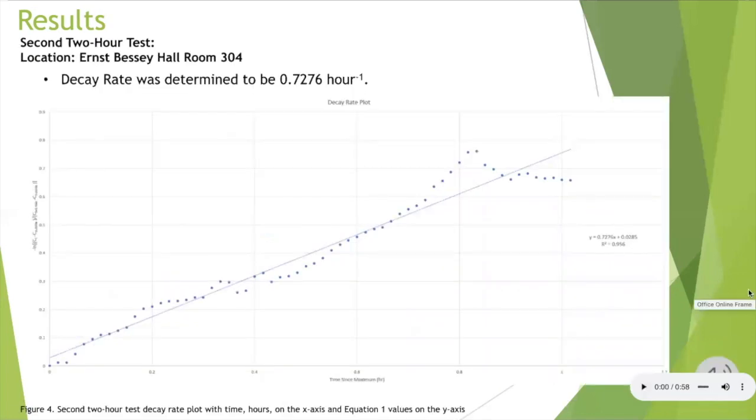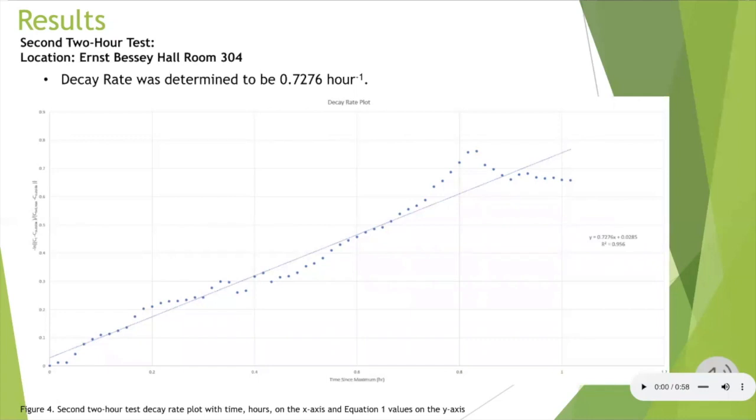The second 2-hour test was conducted in room 304 of Ernst Bessie Hall. At time 0, the concentration was at its maximum right after the room had emptied. A maximum value of around 1,492 parts per million was observed. This value falls within the OK air quality level, and throughout the sampling duration remained at this level, which suggests moderately poor ventilation and moderate COVID-19 transmission risk.